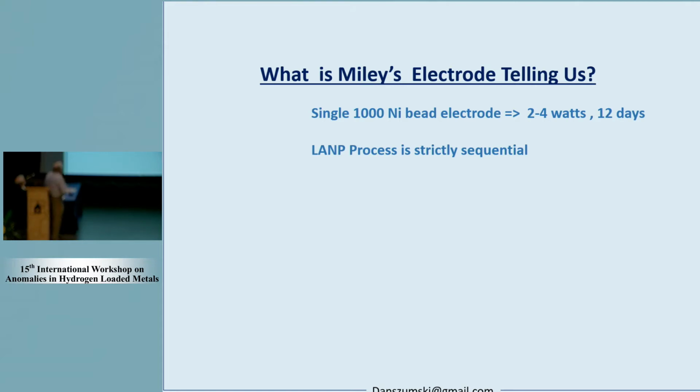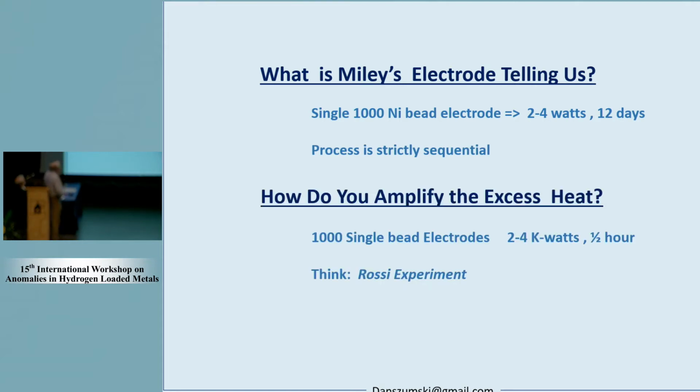And if it is a strictly sequential process, how do you amplify heat? Well, the way you amplify heat is by taking his 1,000 bead electrode and creating from it 1,000 single bead electrodes, which would then produce 2 to 4 kilowatts, but you'd only have the reactions going for, I've calculated, about a half hour.